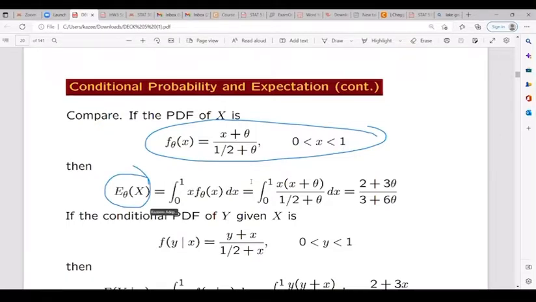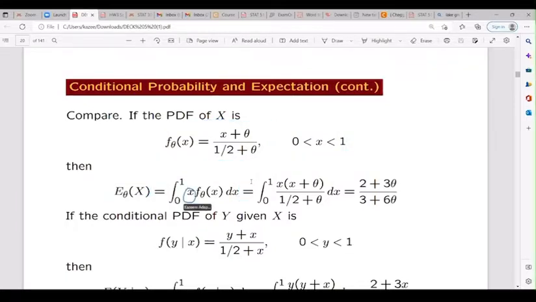Now, how do we find the expected value of x? Of course, this remains the formula. Expected value of x for a continuous random variable is basically going to be the integral of x f(x) dx. Don't forget, the range of integration here is going to be 0 to 1. That is the support of x. You see that? This is x, this is x. What is f of x? The whole of this. Then I plug that in.